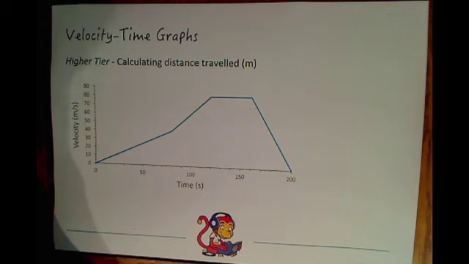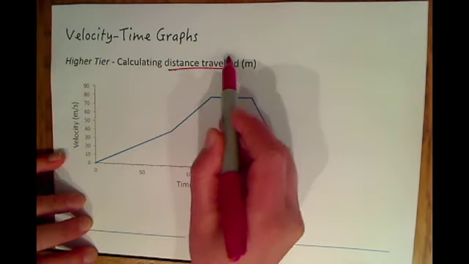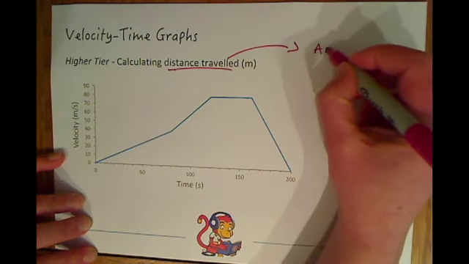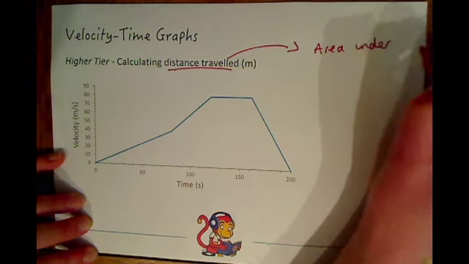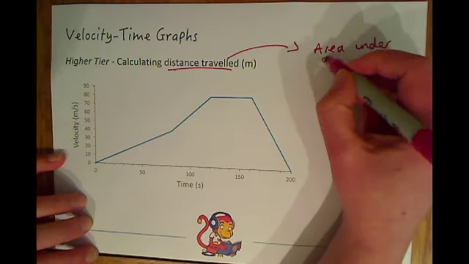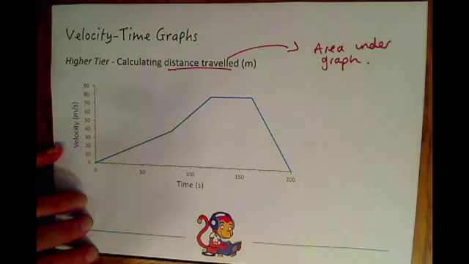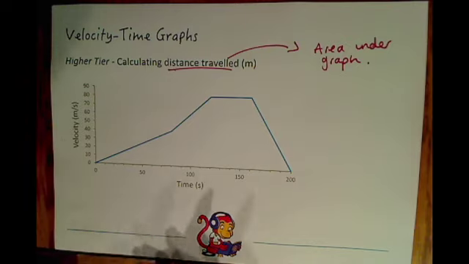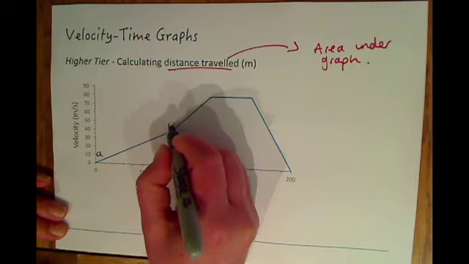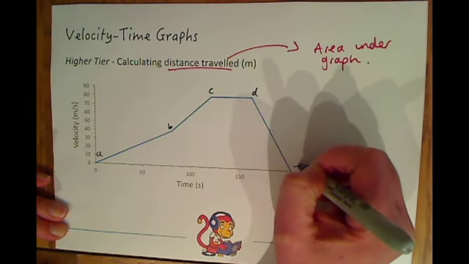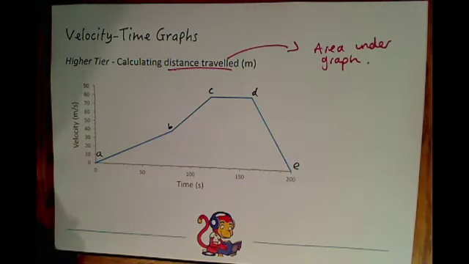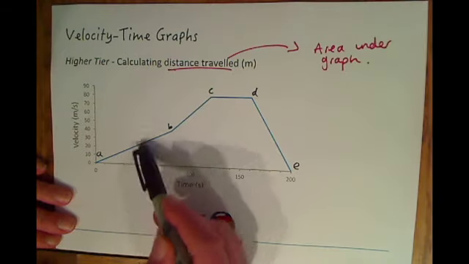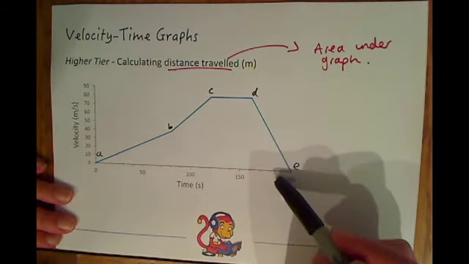Okay, the final thing that you might have to do with velocity time graphs if you're taking the higher tier is to calculate the distance travelled by an object. To do that, you just need to work out the area under the line or the graph. They might ask you to do the distance travelled between 2 points, or they might ask you to do the entire distance travelled. So if we add A, B, C, D, E here to help us, if they said what's the entire distance travelled, you would have to calculate the entire area under the graph.